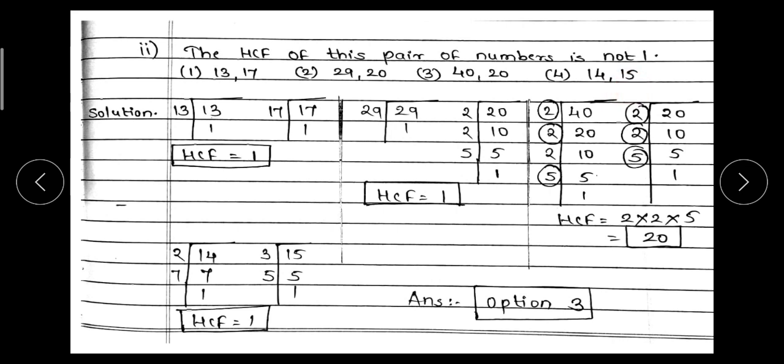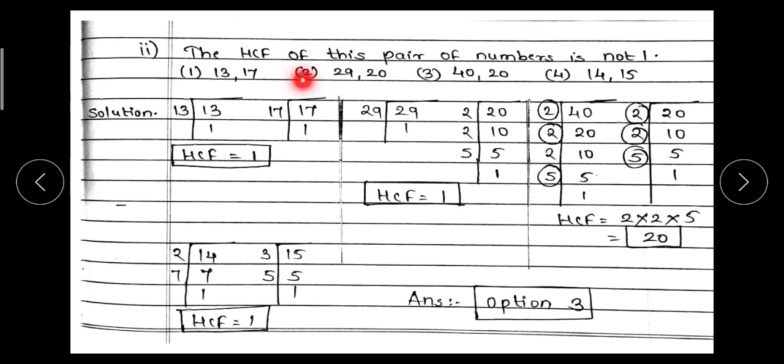Okay. So let's take pair 1, 13 and 17. So factors of 13 are 13 ones are 13, 17 ones are 17. So students, what is the HCF of 13 and 17? That is 1. Why? Because there is no common factor here. So if there is no common factor, then the HCF will be 1. Right? So here we have got HCF 1.